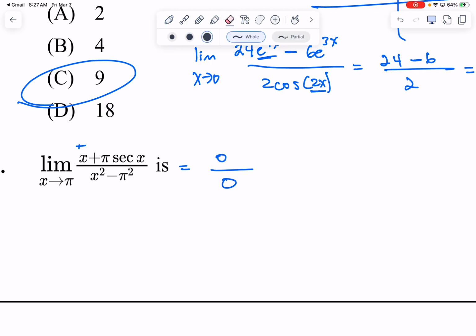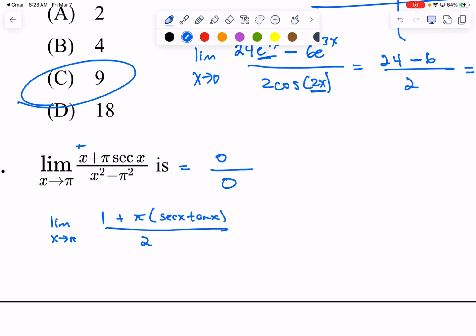So you can go ahead and cross out the non-existent then in the multiple choice. You know it can't be that. So then we're going to have the limit as x approaches pi. L'Hopital's rule, do the derivative of the top. It's 1 plus pi. What's the derivative of secant? Secant x, tangent x. Over, what's the derivative of the bottom? 2x.